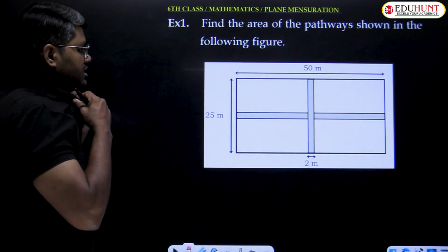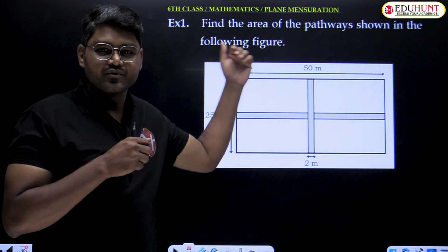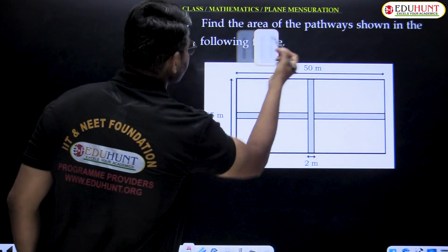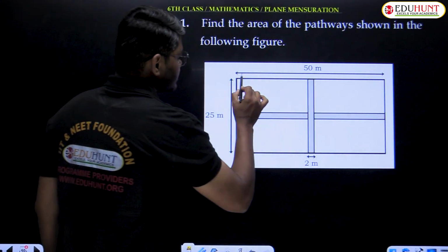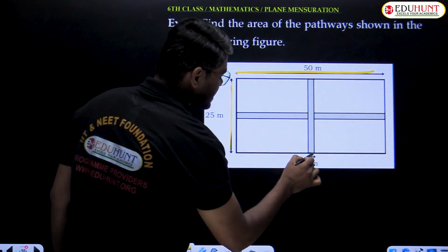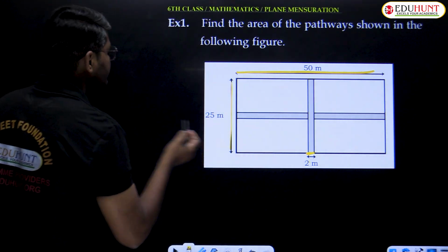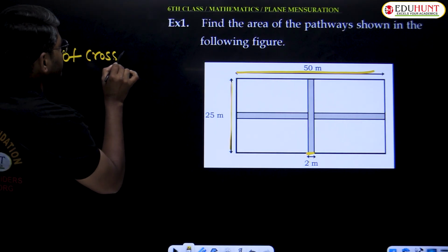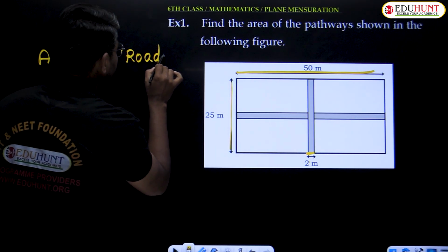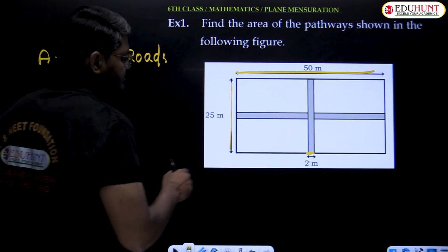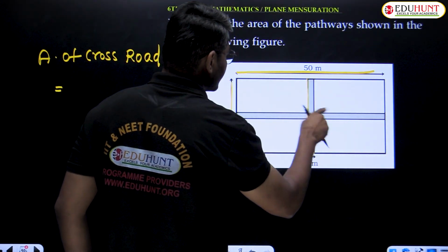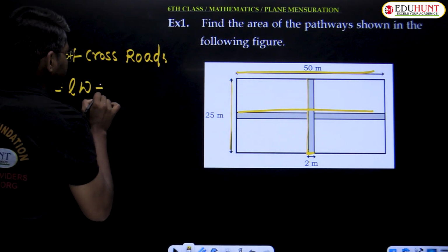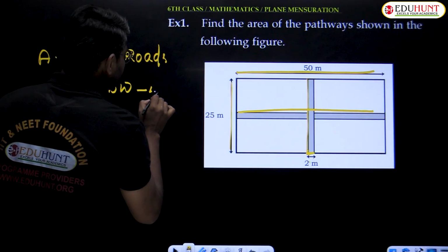So let's solve this question based on the concept which we have discussed in this session. Find the area of the pathway shown in the following figure. This is 50 meters, this is 25 meters, and this width is 2 meters. What is the area of this crossroads? Area of crossroads is equal to the formula. This is L into W, this is B into W. So LW plus BW minus W square.